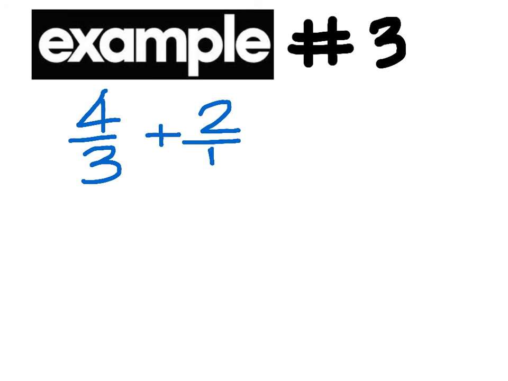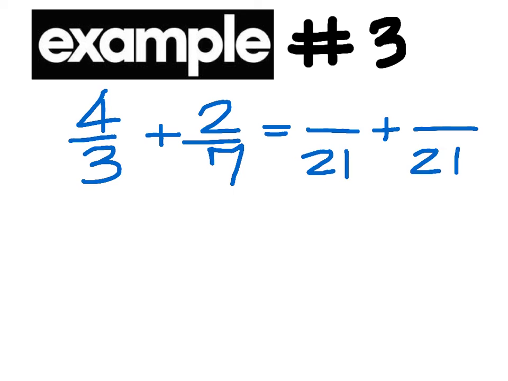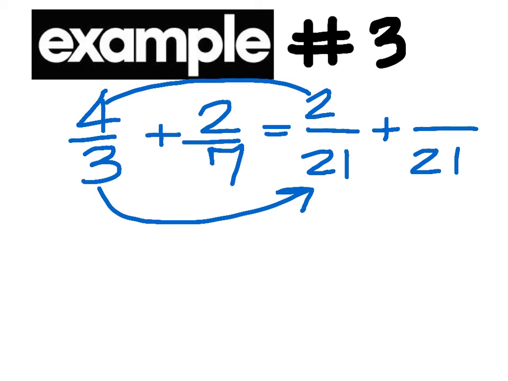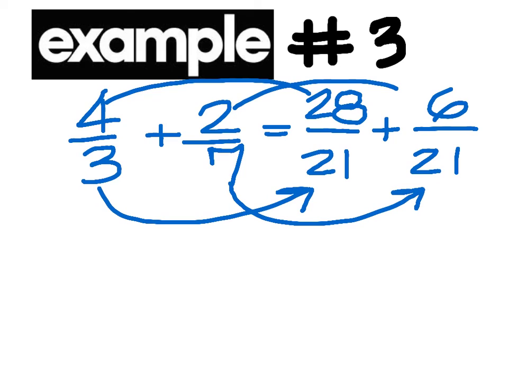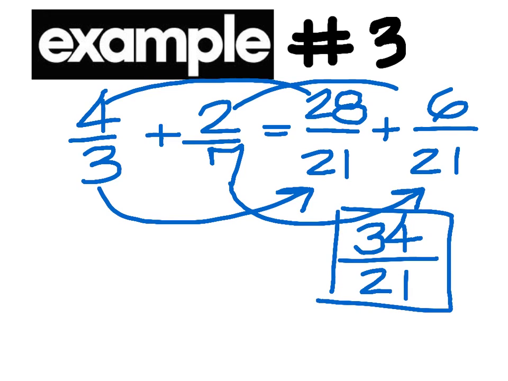Practice number 3. 4 over 3 plus 2 over 7. The least common multiple between 3 and 7 is 21. What am I multiplying 3 by? 7. So 4 times 7 is 28. What am I multiplying 7 by? 2 times 3 is 6. So now it is 28 plus 6, which is 34, over 21.